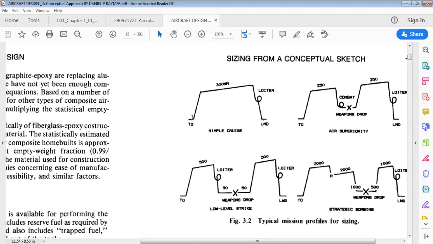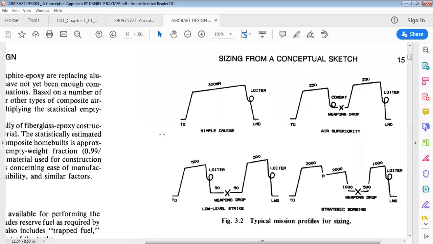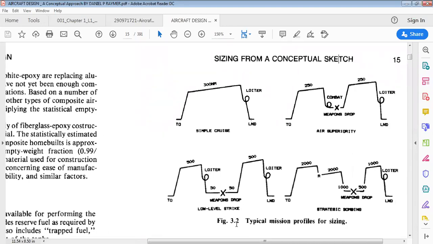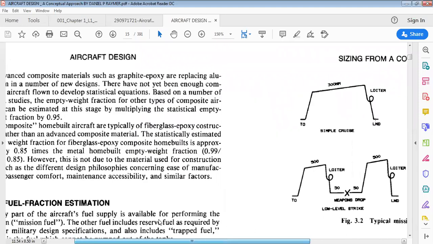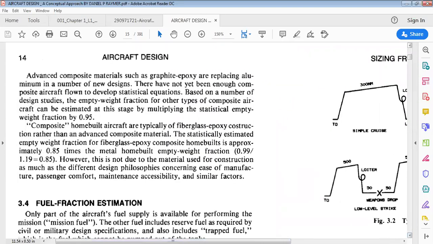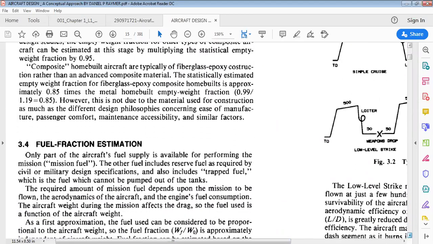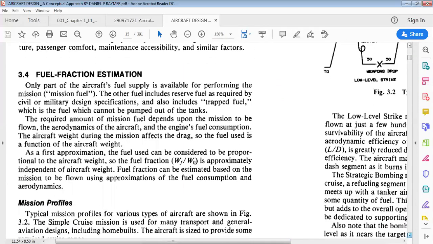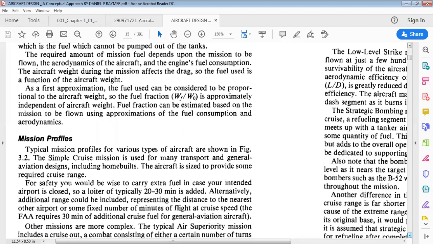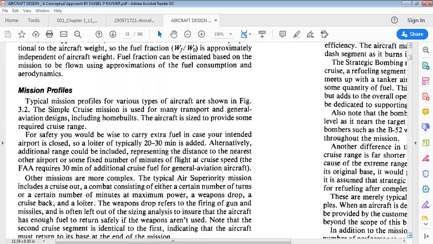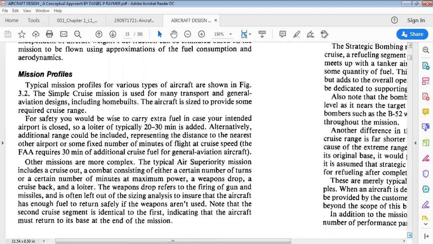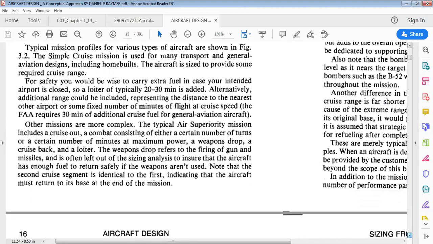These are called mission legs. In this, we can look at the mission profiles and understand them. So they are called mission legs, and we have to understand what they are called.